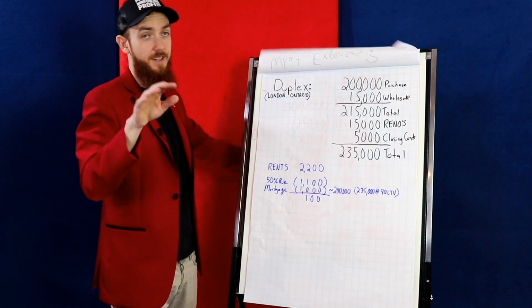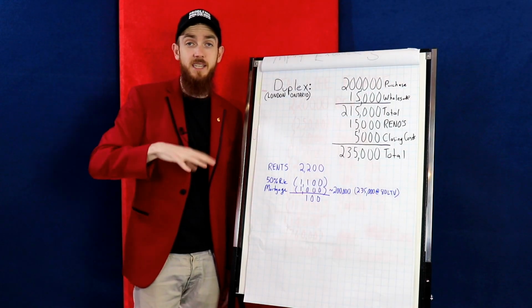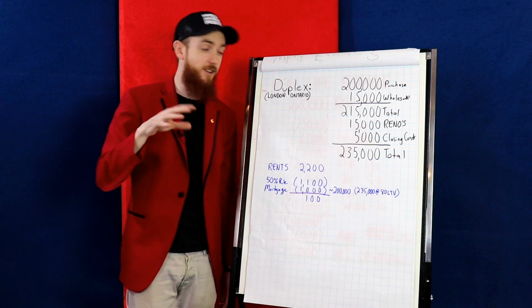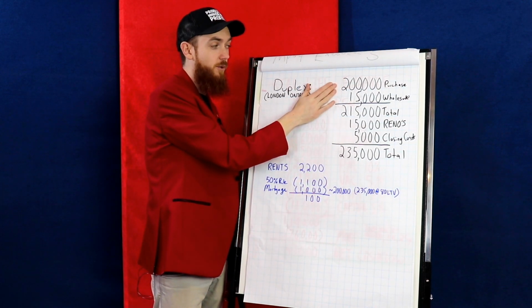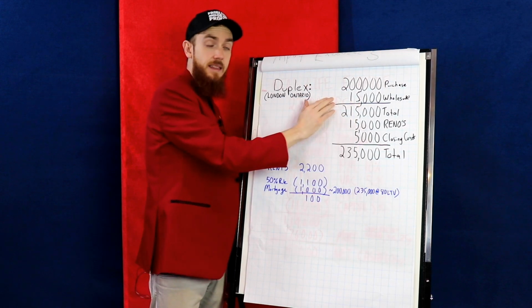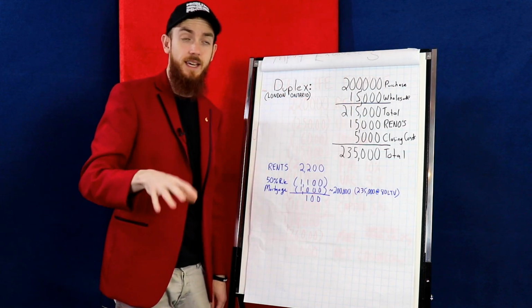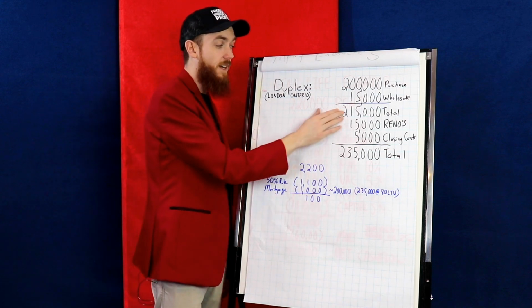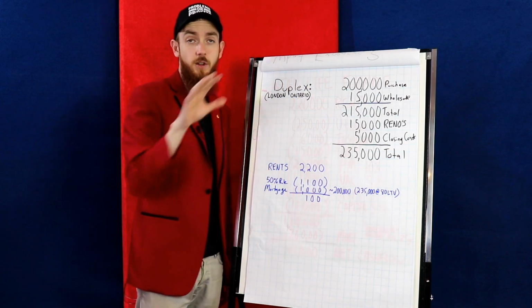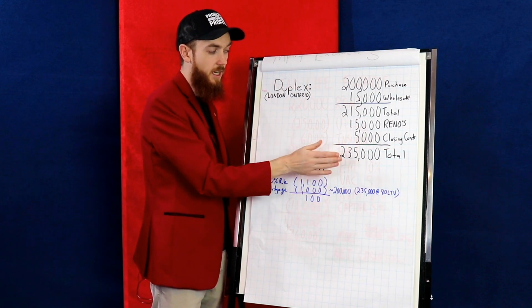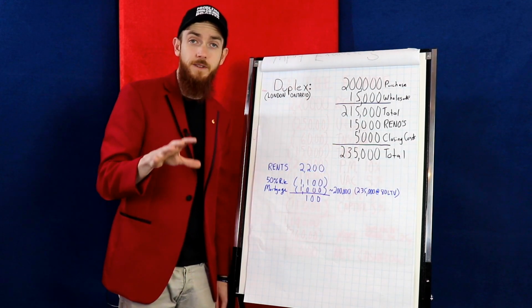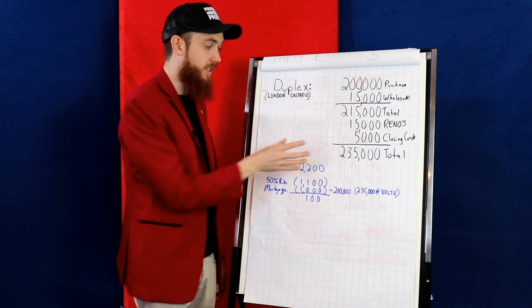Let's get into a real life example. This is a property that me and my team wholesaled to a real estate investor here in London, Ontario. Now, we had tied it up under contract for $200,000. We had a $15,000 wholesale fee, or a $15,000 assignment, which means the investor is going to be $215,000 total into the property. Adding $15,000 in renovations and $5,000 in closing costs brings us to about $235,000 total for this investment on this property.